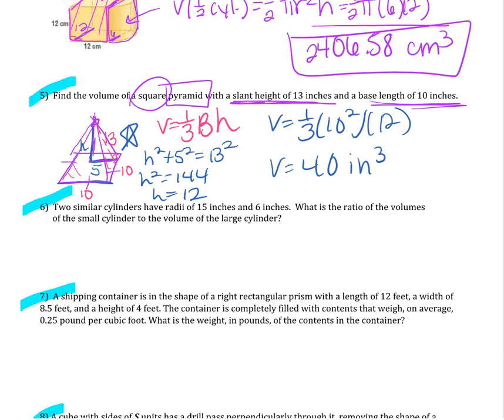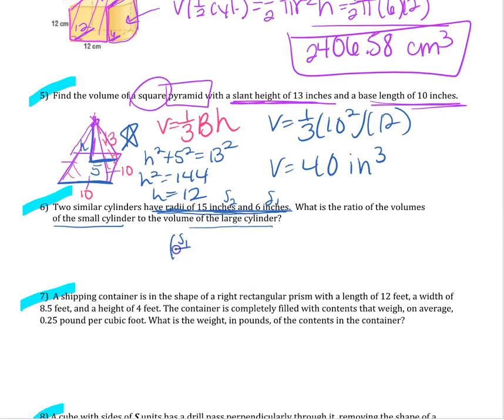All right, two similar cylinders have radii of 15 inches and 6 inches. What is the ratio of volumes of the small cylinder to the volume of the large cylinder? So what they're giving you here with two similar cylinders are radii. Those are corresponding side lengths. So think about that as like your side 1 and side 2. I want the ratio of the small cylinder to the large cylinder, so small to large. Okay, you just need to remember to cube it.